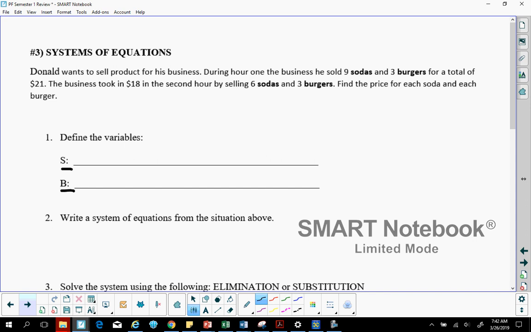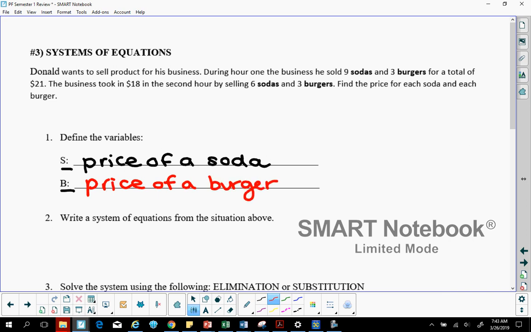So first I need to define my variables. What does S mean? The price of a soda, right? Because we're trying to figure out the price of a soda. So what does B mean? Good. Price of a burger. So first I define it. You get points just for doing that.